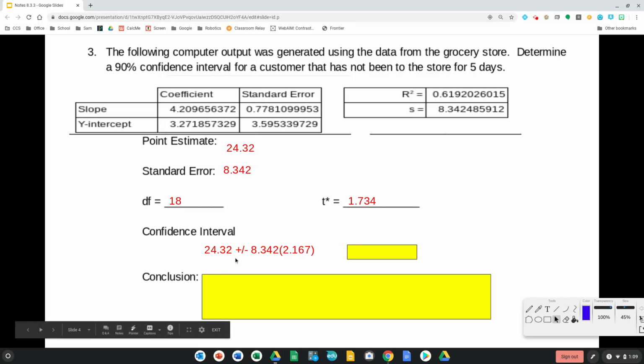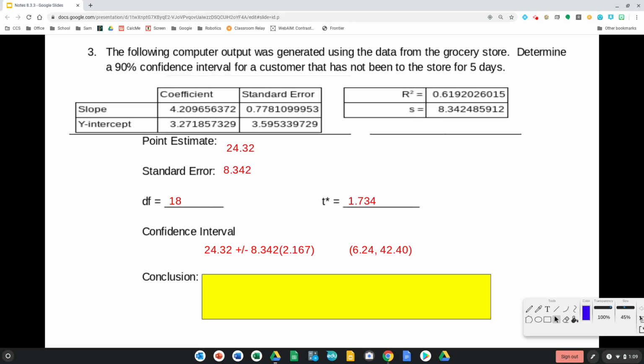Okay, when we take 24.32 minus our standard error times our t-score, we end up with 6.24, and when we do plus, we get 42.4. So that's a pretty broad range here, and part of that's just due to the fact that there was a lot of error, a lot of variability in the amount of groceries people bought. You can imagine that would be the case if we actually looked at data from a grocery store. Some people go in and don't buy hardly anything. Some people buy a lot. And so we would expect to see a large variation there.